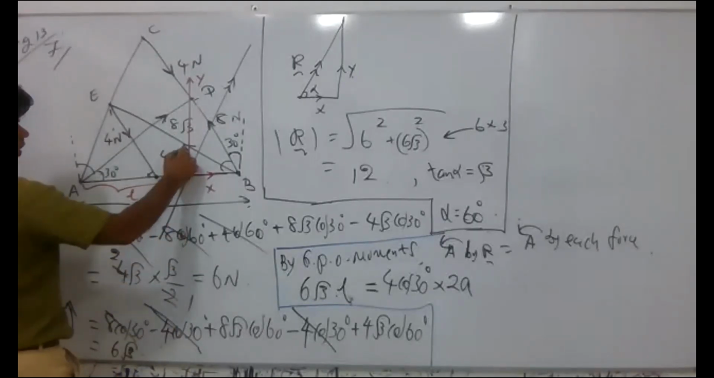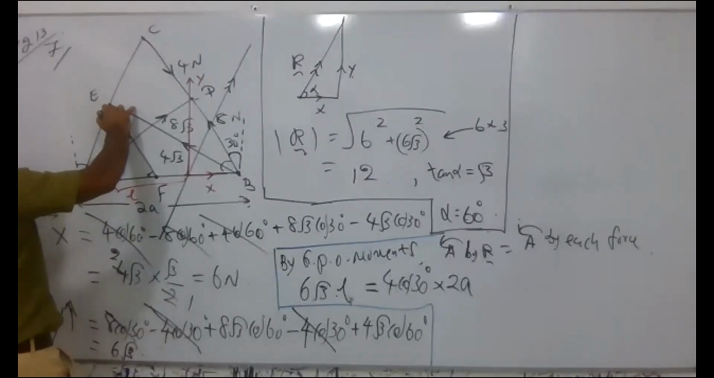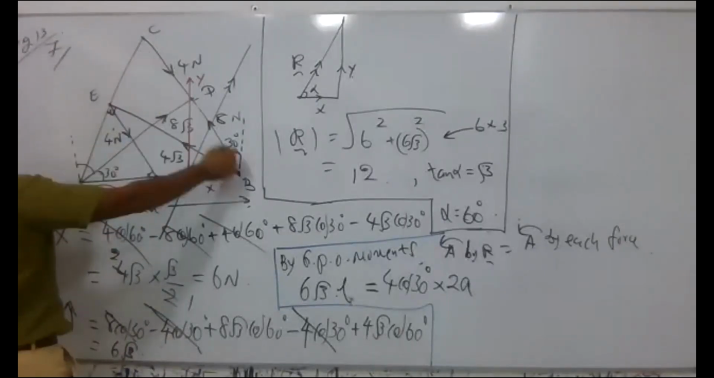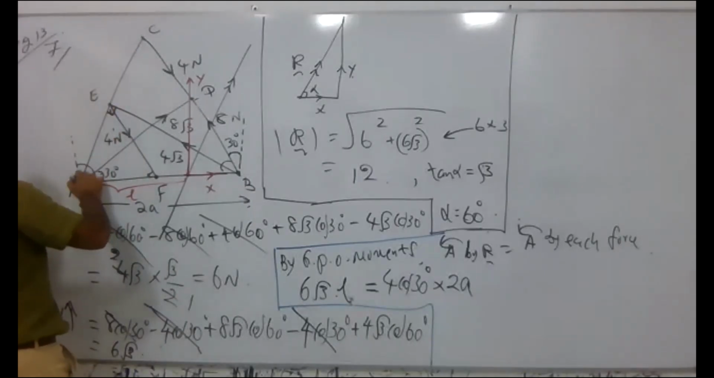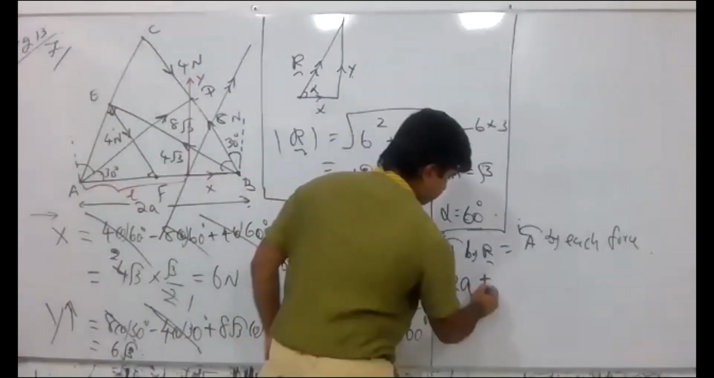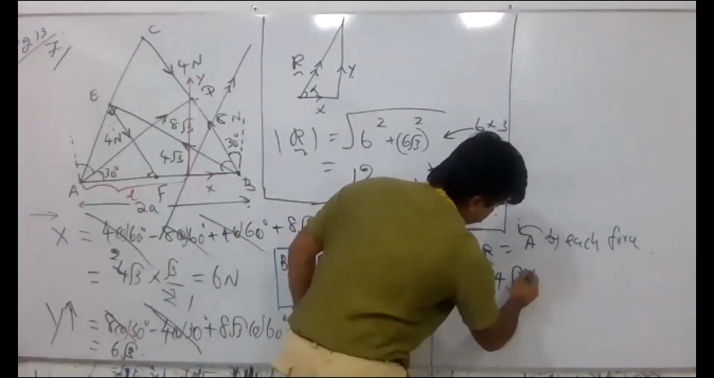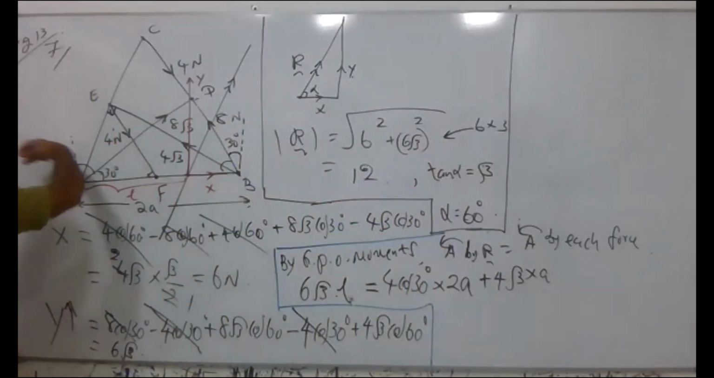Then when you go for this 4 root 3, we actually have a quicker technique. You know that it's an equilateral triangle. This is the midpoint, which means here 90. So this length is A. So we can take quickly then plus 4 root 3 into A.